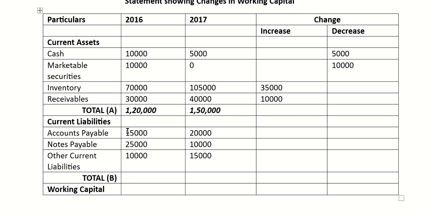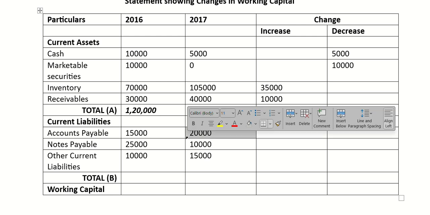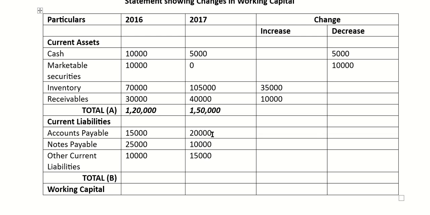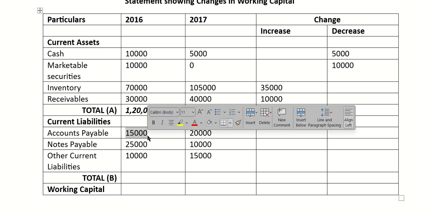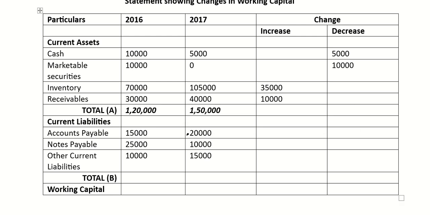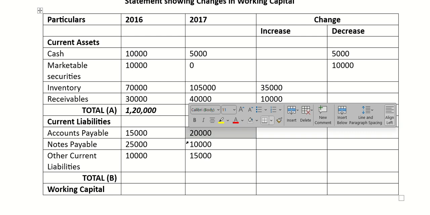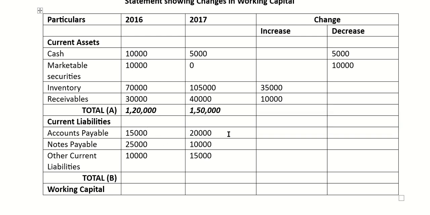Okay, let's see. Accounts payable was 15,000 in 2016 and 20,000 in 2017. So let's see the change. It means the current accounts payable has increased, isn't it? There was an increase in accounts payable. It was just 15,000, it became 20,000. So in the increase column, you will write the difference, 20,000 minus 15,000. That is what? That is 5,000.